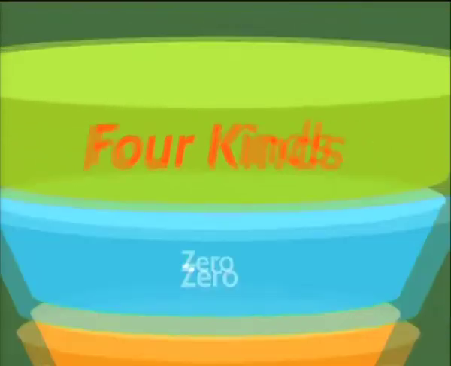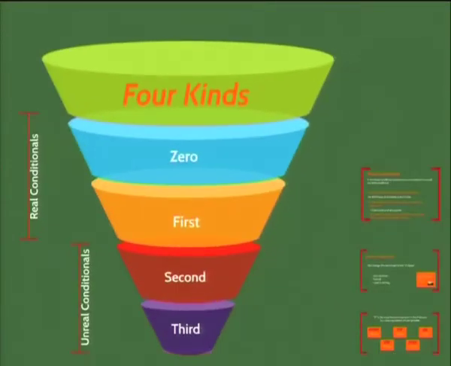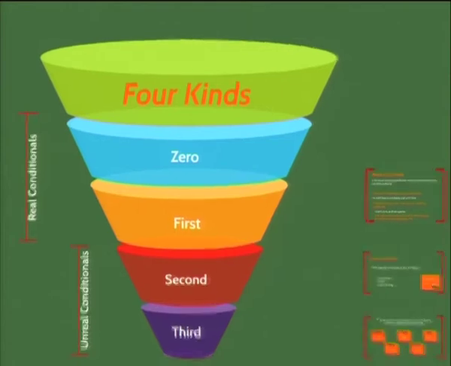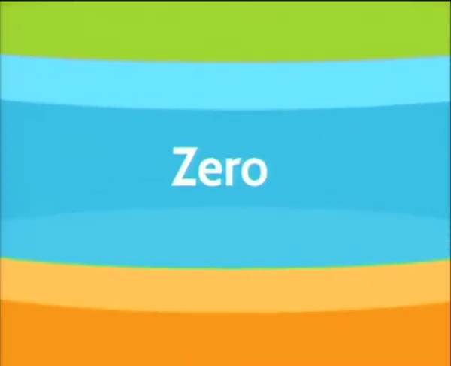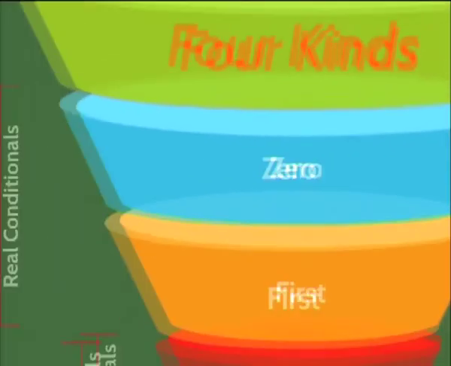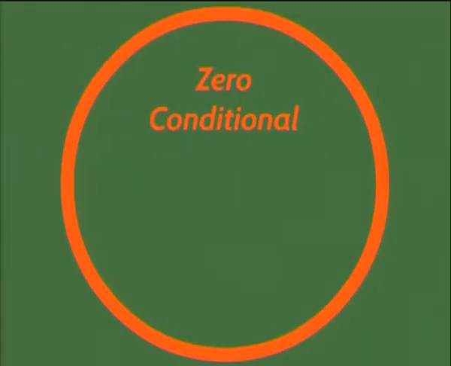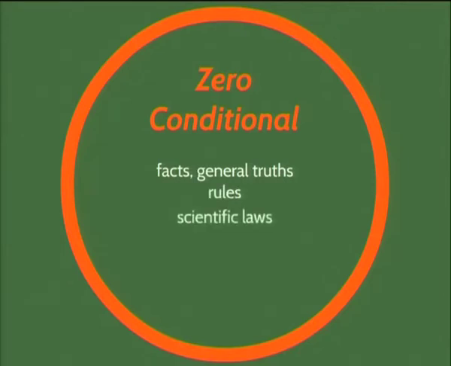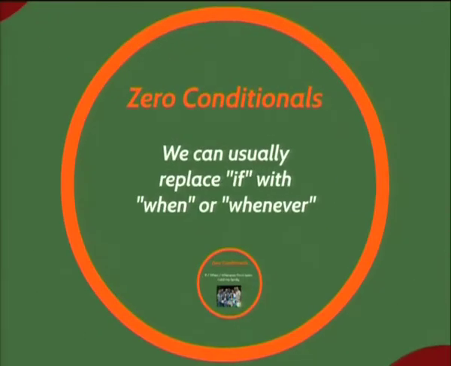There are four kinds of conditional sentences: zero, first, second, and third conditional. Let's start with the zero conditional. This conditional is used with facts and general truths, rules, scientific laws, habits and routines, and instructions. You can usually replace if with when or whenever.